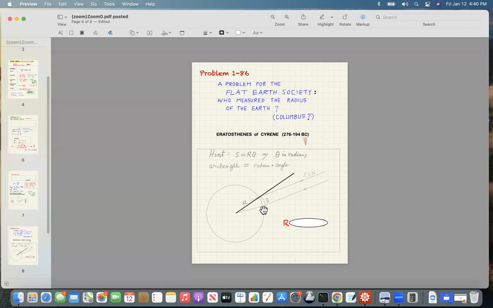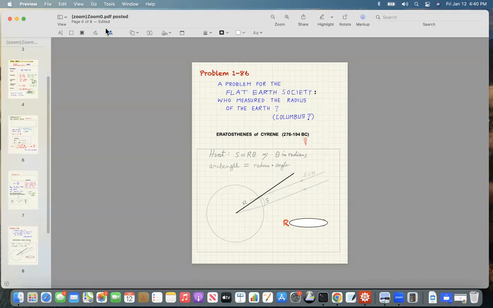Now, he had an assistant who walked over to another city, the city of Alexandria, and at the very same time of day, looked at the position of the sun. Well, it won't be directly overhead. It'll be at somewhat of an angle south of the direction directly overhead, because he walked north from Cyrene to Alexandria. So he could measure this angle.